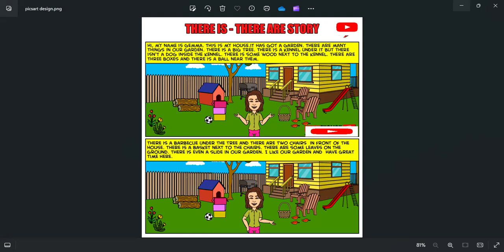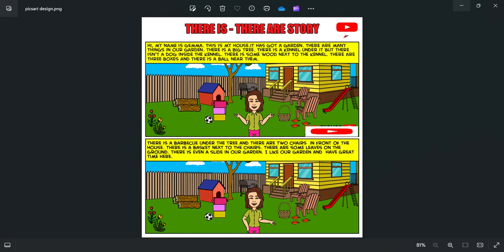Here in our garden, this is the garden. We call it a garden, in front of the house or at the back. This is Gemma's garden. There is a big tree.